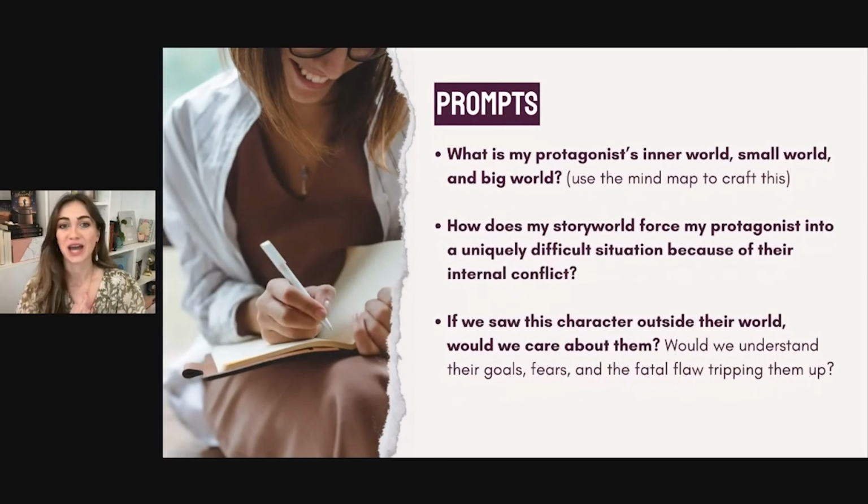Okay, prompts for this section. First, what is my protagonist's inner world, small world, and big world? And you can use the mind map to craft this. Also, how does my story world force my protagonist into a uniquely difficult situation because of their internal conflict? Something important to think about. And if we saw this character outside their world, would we still care about them? Would we understand their goals, fears, and fatal flaw that's tripping them up?